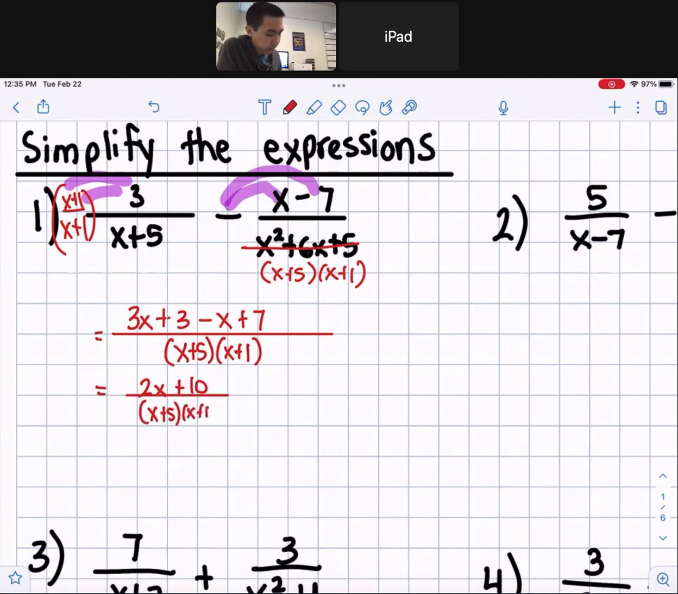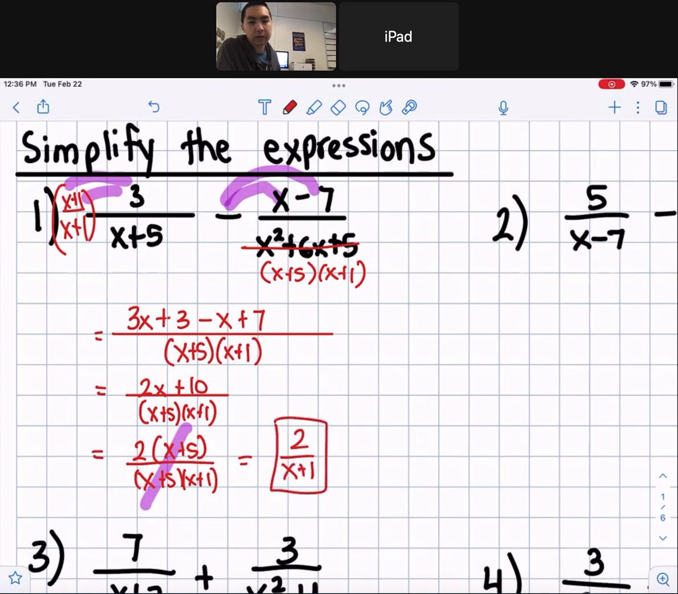Now, once you simplify this, just make sure you factor the top if you can, just in case anything might cancel. And what do you know? The x plus 5's cancel. So all you have remaining is 2 over x plus 1.